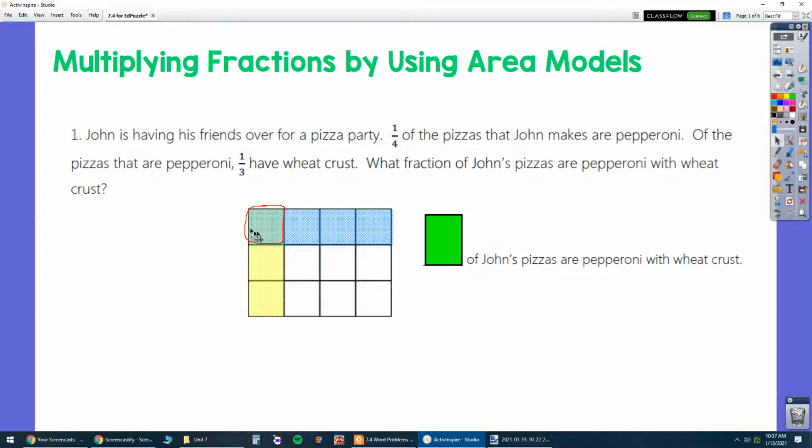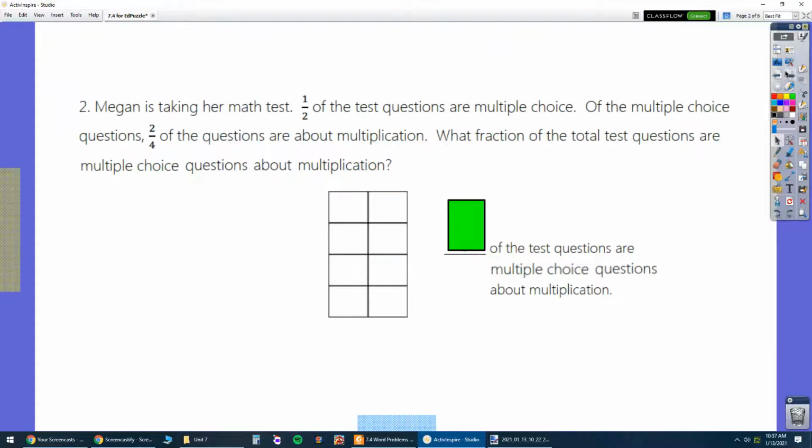So the part that's in both is 1 out of how many? Well, 1's going to be our numerator. How many pizzas do we have altogether? Well, to figure that out, we're just going to add up all the little pieces that we see. 1, 2, 3, 4 pieces, 5, 6, 7, 8, 9, 10, 11, 12. So 1/12 of the pizzas are pepperoni with a wheat crust. Let's move on to Megan.